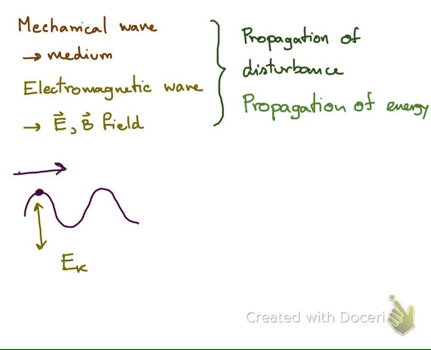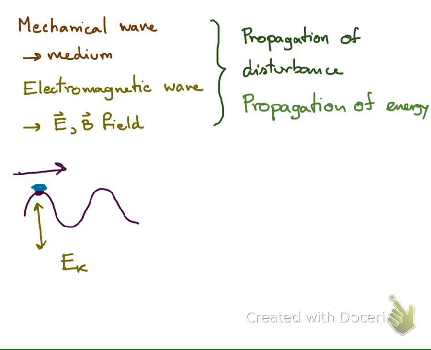If you place a small piece of plastic or a lightweight object here, and assume this is a water wave, you can see that this piece of plastic will move up and down. So it means that it gained the kinetic energy when the wave passed through.